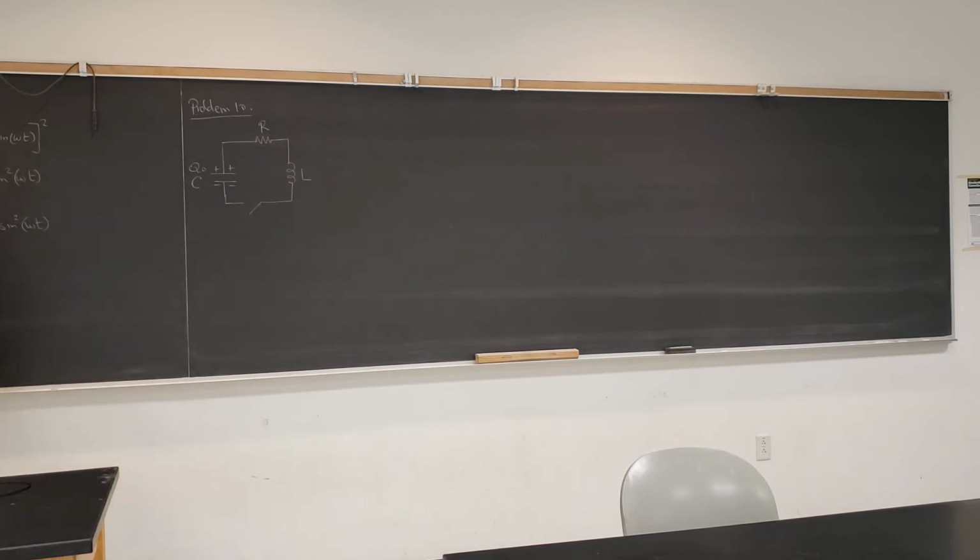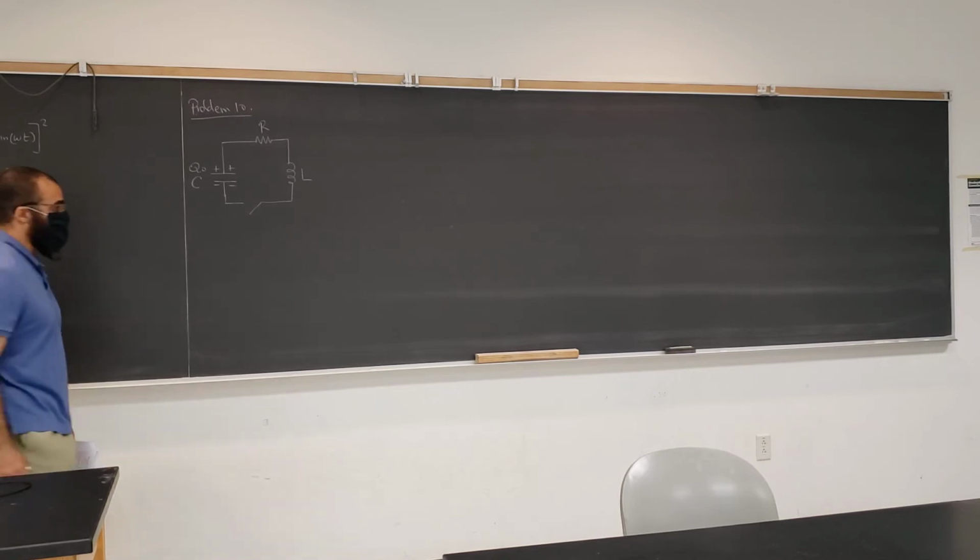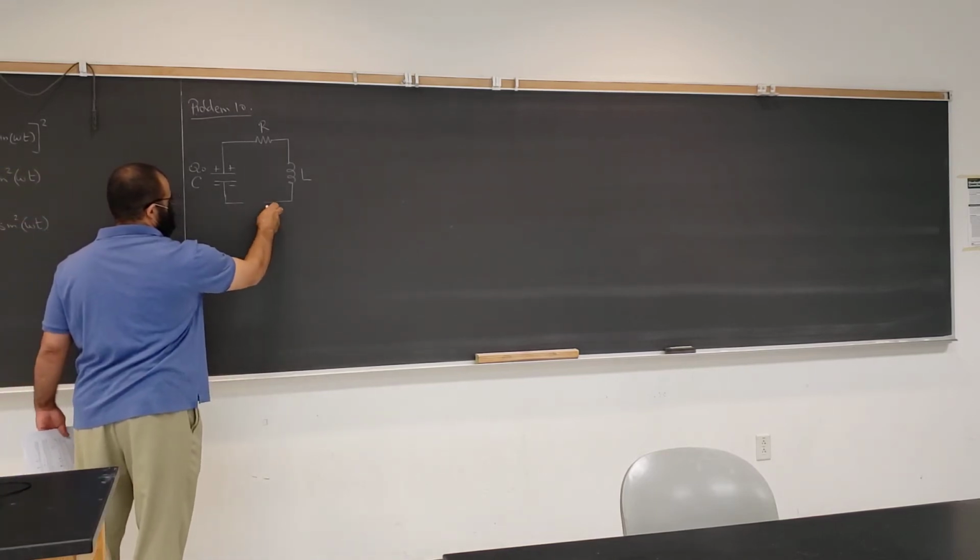Now you close the switch, what happens? Current starts to flow. Right? Starts from 0 and builds up. And the first question: what's the relationship between dq dt and the current? So let's close the switch.